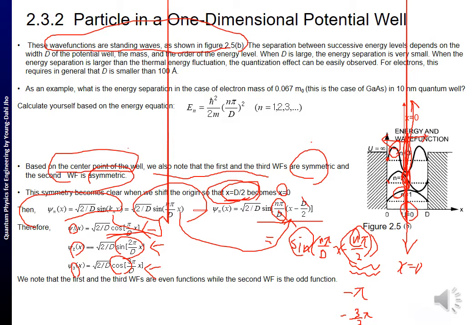We know that the cosine function is called an even function. The sine function is classified as an odd function, and an odd function is an asymmetric function. An even function is a symmetric function. Okay. We note that the first and the third wave functions are even functions, while the second wave function is the odd function.